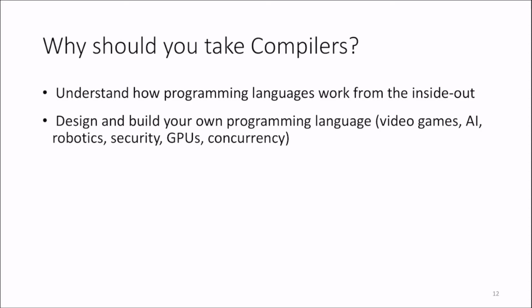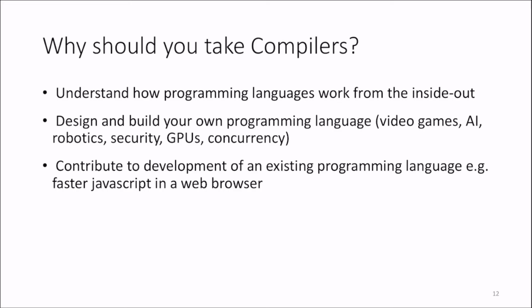It's not just general purpose programming languages, but also languages for video games, for AI, for robotics, security. How about a language that deals with GPUs, now that they're so common and used for lots of different applications, including machine learning? Concurrency, so dealing with 60 cores, maybe a programming language that makes it easy to deal with concurrency is something you're interested in. Well, if you want to build a compiler for your new programming language, you need to take a compilers course, obviously.